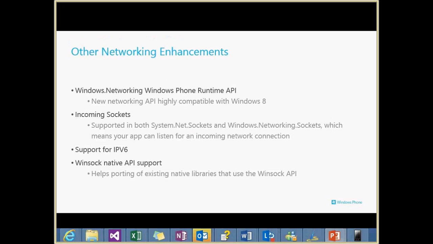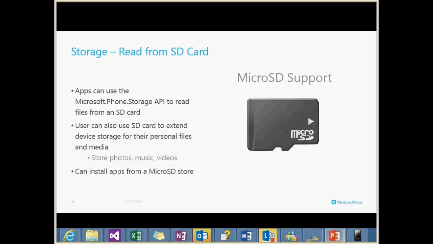Other networking enhancements. If you're into networking, we've got the Windows Phone Runtime API. So the networking.sockets has been adopted for Windows Phone 8, implemented as a Windows Phone Runtime API. It makes it easier, whatever supported programming language you use. We've also enhanced the .NET API for sockets, including incoming sockets, which means your app can now listen for an incoming network connection. There's support for IPv6. There's WinSock native API support as well, which helps you port existing native libraries that use the WinSock API.